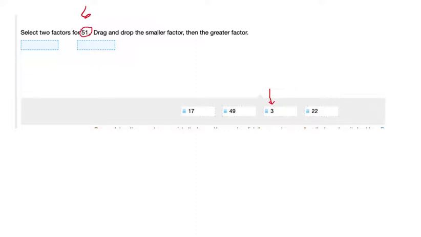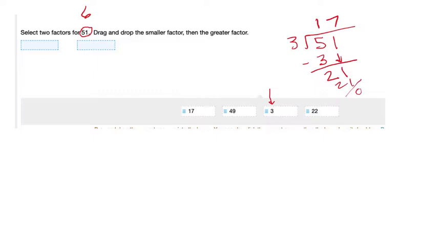Let's see how many times 3 goes into 51. 3 into 5 is 1. 1 times 3 is 3. 5 minus 3 is 2. Bring down the 1. 3 into 21 is 7. So that means 3 times 17 equals 51. And it says to do the smaller one first and then the greater one. So you would do the 3 here and then the 17. Those are factors for 51.